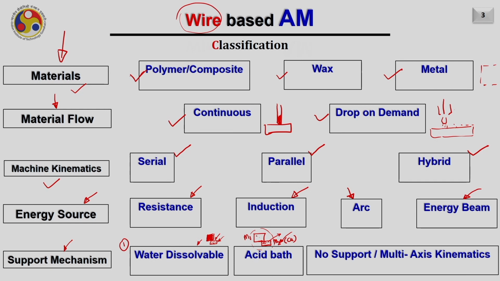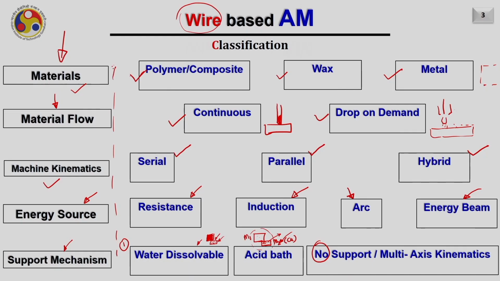the stainless steel behind. Some work has been done to explore this type of acid bath support removal mechanism also. However, as I already explained, if you do not want any support, then of course we have to use multi-axis kinematics. The utilization of multi-axis kinematics can be to tilt the part appropriately while building it, so that the overhanging features can be realized in the variable build direction.